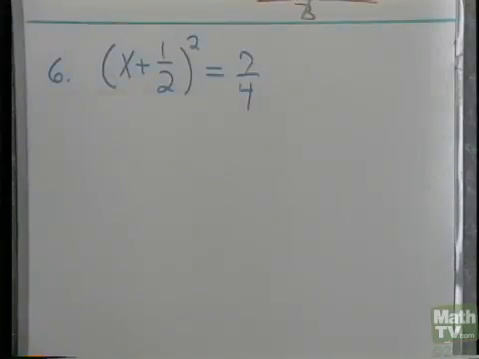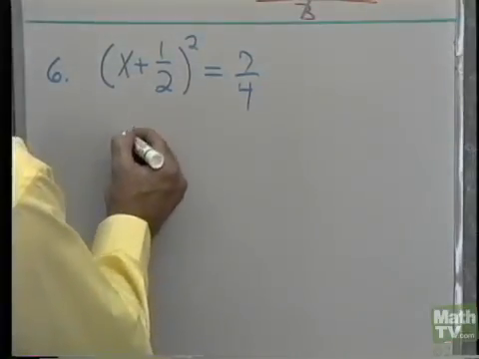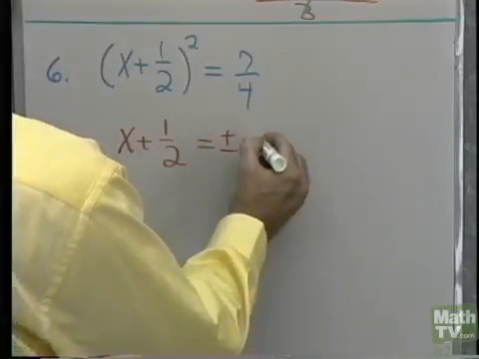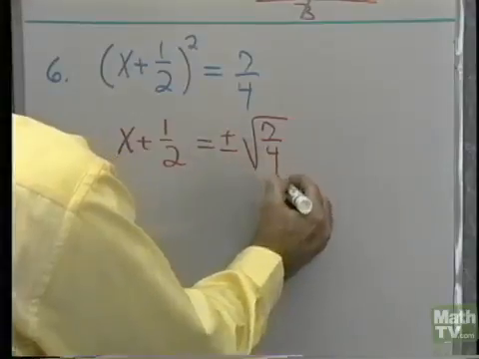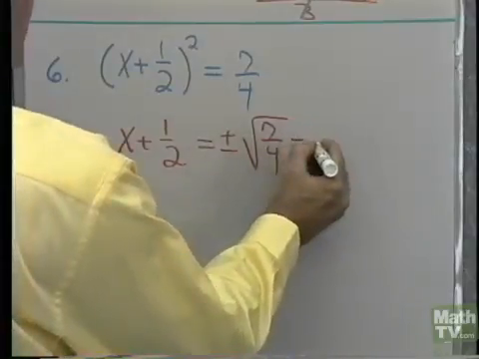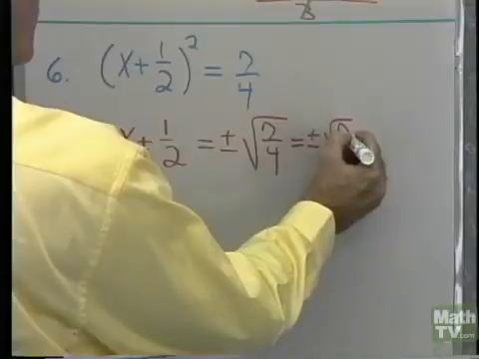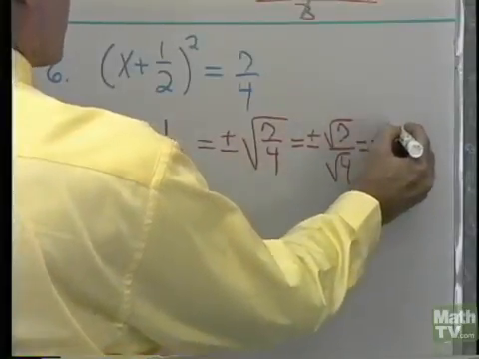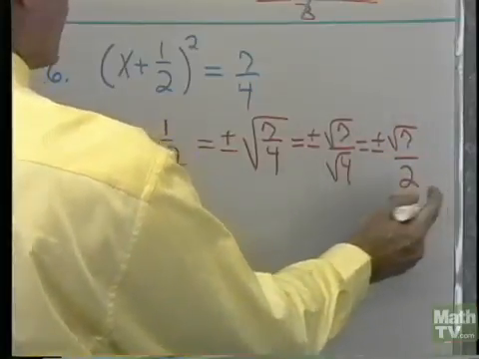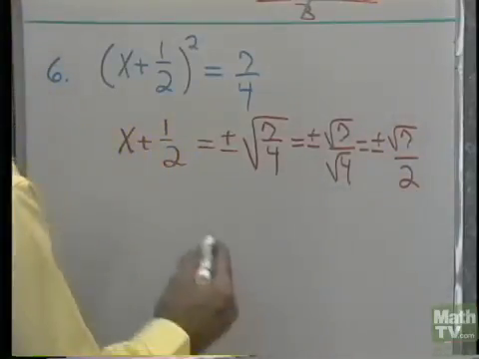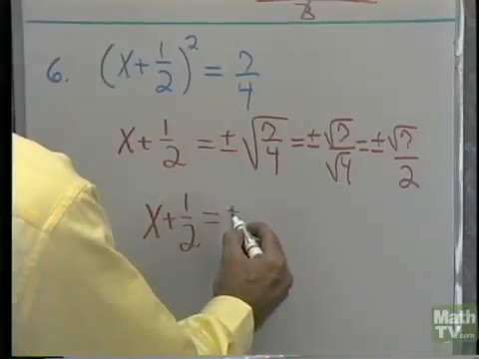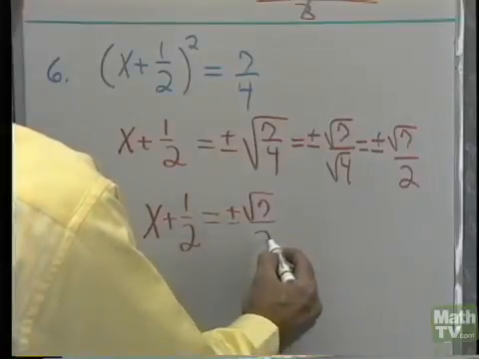Our next problem involves some fractions. I'll write x plus 1/2 as plus or minus square root of 7/4. Now I'll use my property of radicals to write this as square root 7 over square root 4, which is plus or minus square root 7 over 2, because the square root of 4 is 2. So this is what I have. x plus 1/2 is equal to plus or minus square root 7 over 2.